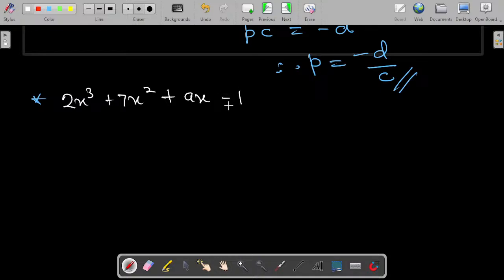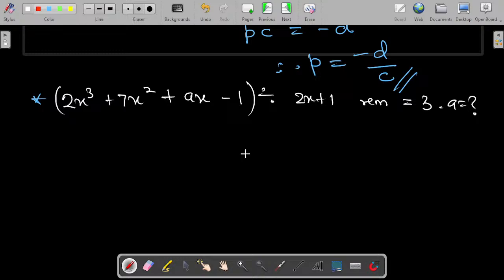Okay, so in this case, it says it leaves a remainder. I'm actually going to remainder in the next example, but let's still put it. So it says that when this is divided by 2x plus 1, there is a remainder of 3. So it says we should find a. So we are looking for a. What is the value of a?